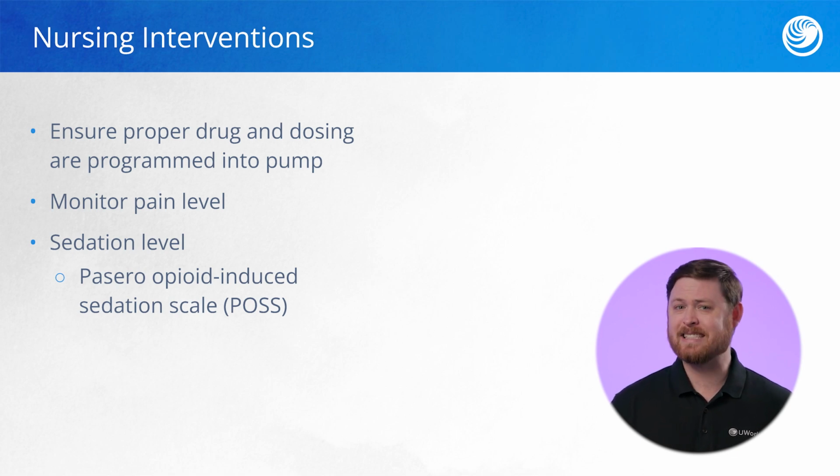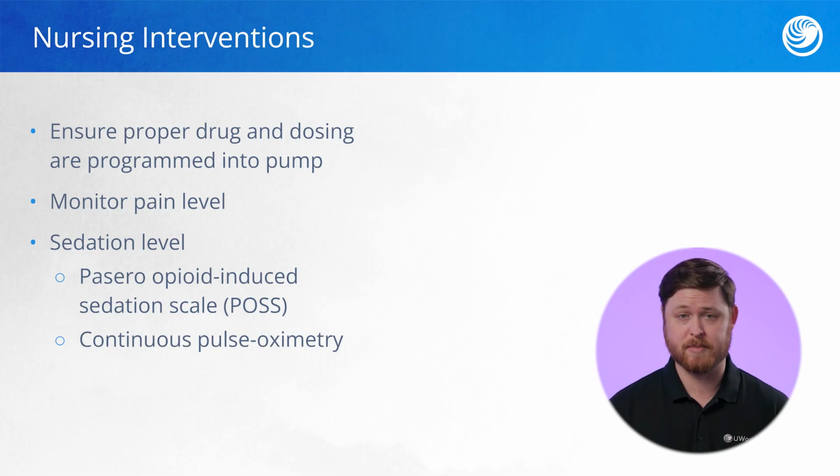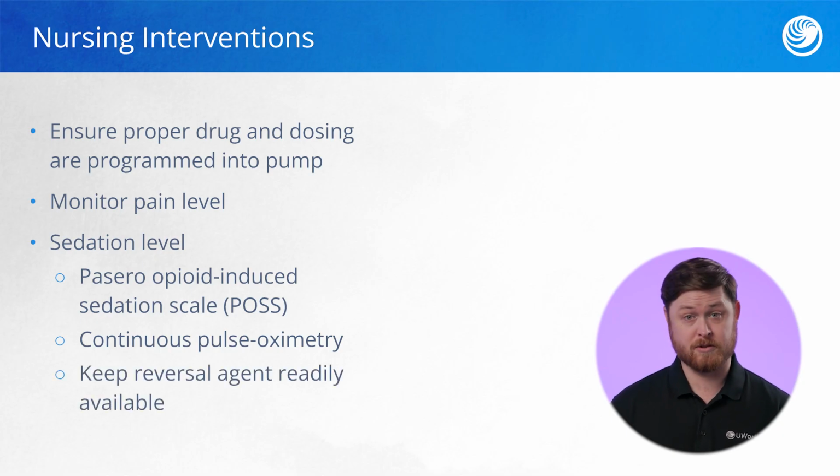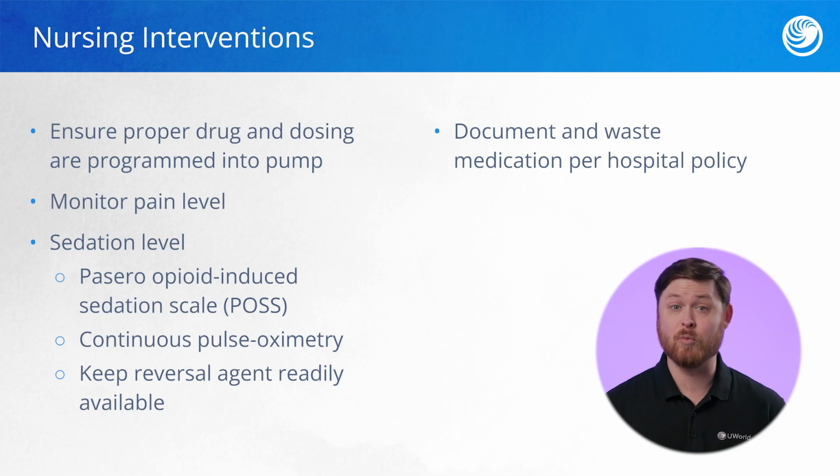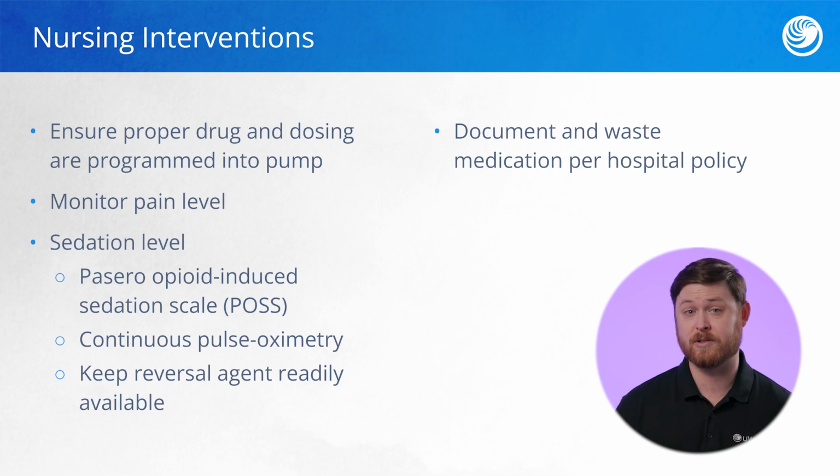Often, it's a good idea to set up and monitor continuous pulse oximetry, especially since opioid medications are known to cause respiratory depression. And a reversal agent, such as naloxone, should be made readily available in the event of an overdose. After PCA use, the leftover medication should be documented and wasted according to hospital policy, which often requires a second nurse to witness the waste.